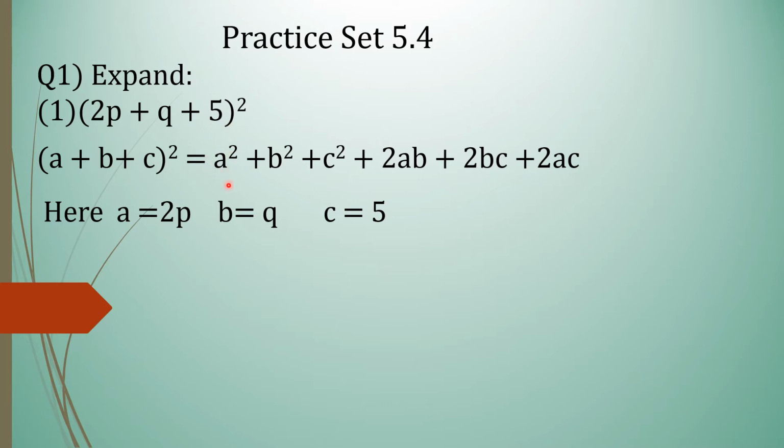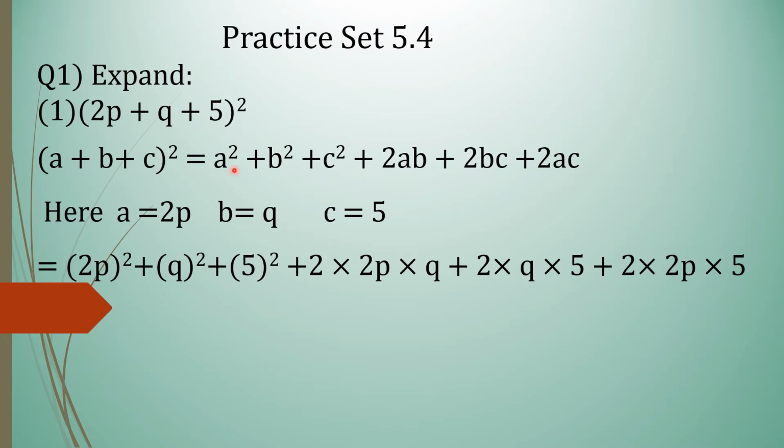So you'll put in this. So what will happen, students? It will become (2p) square. You got (2p) square plus b square. In place of b square, you'll write down q square plus c square. So it will become 5 square plus 2 into a, the first term is 2p, into b is q, plus 2bc. You'll write down 2 into q into 5 plus 2ac. So we'll write down 2 into 2p into 5.